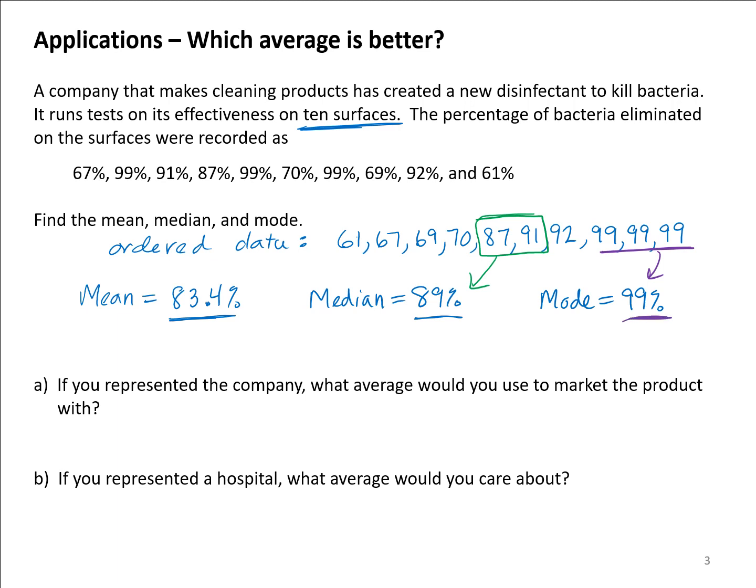So those are our 3 measures. If you're representing the company that's created this new disinfectant, what average would you want to use to market this product? For them, they want to show that this product gets rid of bacteria. So of these 3 values, the 99% is actually going to be a better marketing plea. And so they would probably use that 99%, and they wouldn't be lying.